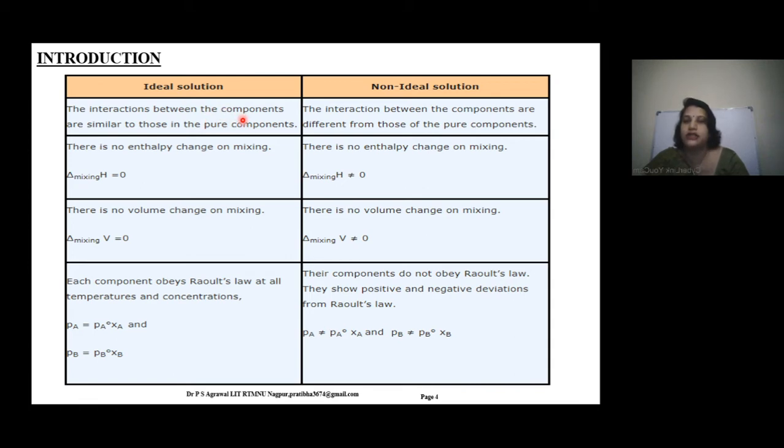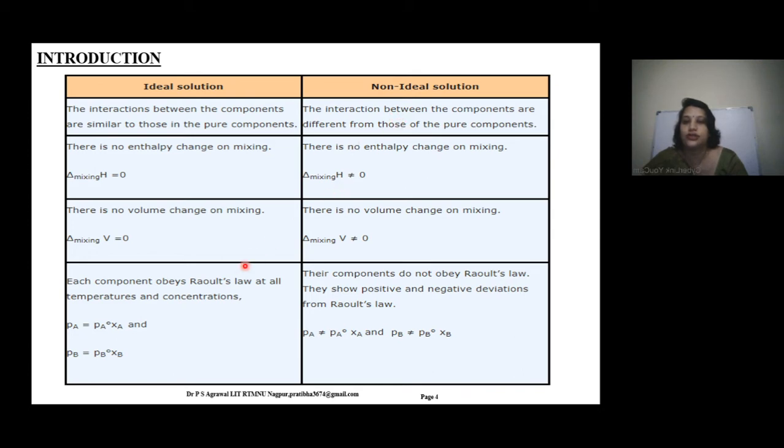These are all the interactions. Pure components have interaction AA, BB, and between the components means AB. So this A and B interaction, suppose it is nearly equal to the AA, BB, then it shows nearly ideal behavior. We call it an ideal solution. Actually, there is no perfect ideal solution, but we call it an ideal solution. And when there is a large difference between the interaction AA, BB and AB, then we call it a non-ideal solution.